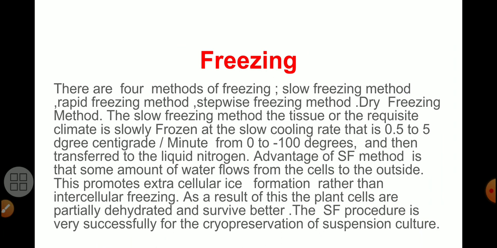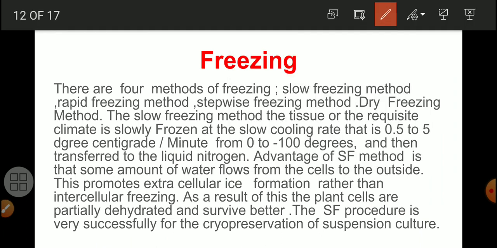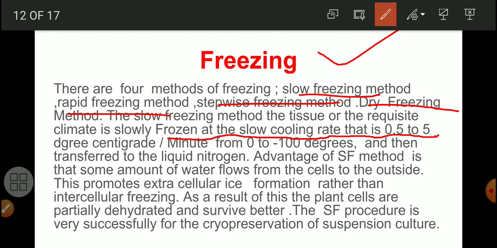Now freezing, as we know, is the main core point of cryopreservation. There are 4 methods of freezing: slow freezing method, rapid freezing method, stepwise freezing method, and dry freezing method. These methods can be used in cryopreservation steps. Here it is given which temperature and how much time we have to give for each one. Slowly frozen at a slow cooling rate of 0.5 to 5 degrees centigrade per minute from 0 to minus 100 degrees, and then transfer to the liquid nitrogen.